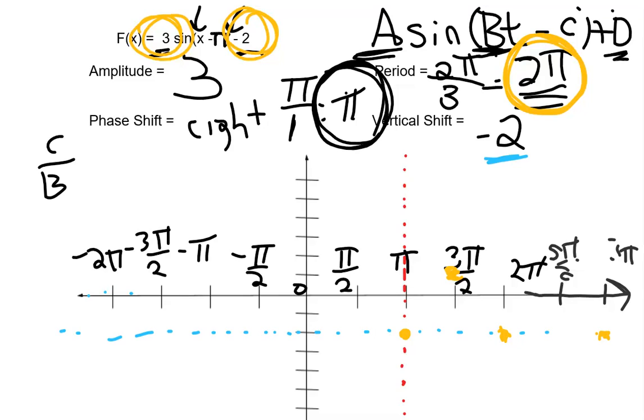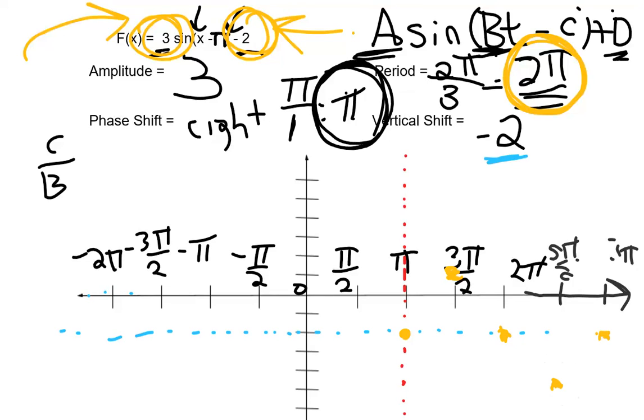Now the same thing from 2 pi to 3 pi. I've got to complete that wave. I'm going to hit a minimum. So my minimum is going to be that same thing, that equilibrium point, which is -2, and now minus 3, which is going to give me a -5. So minus 2, minus 3, minus 4, minus 5. And it's going to be right about here.